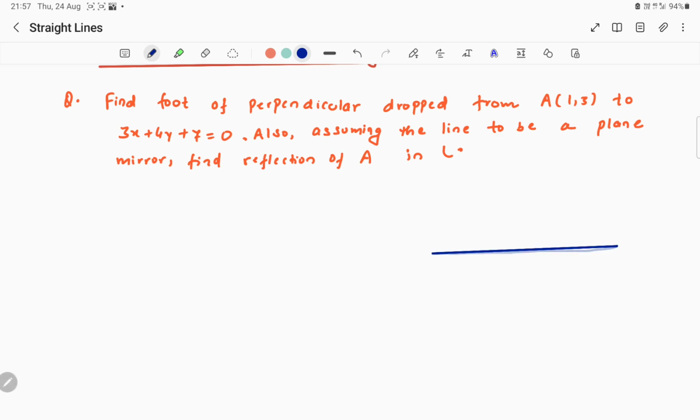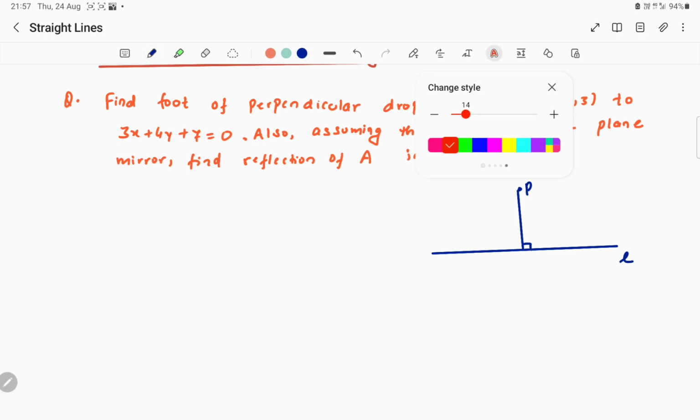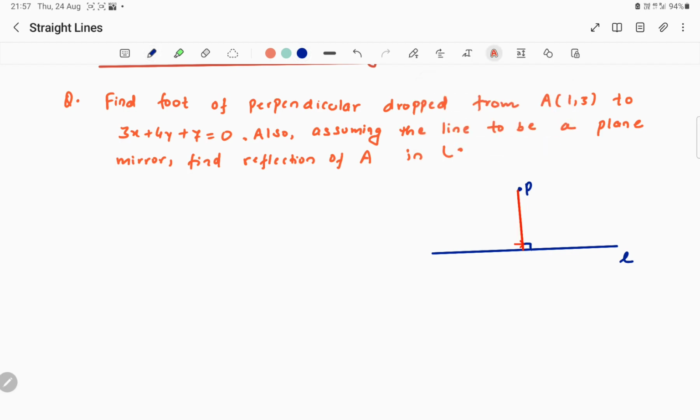Think like this: there is a line L, and then there is a point P. From this P I'm dropping a perpendicular. When I'm dropping it, you can see there is a point here. Let's call this point M. So this M is going to be called what? Foot of perpendicular. The name is very obvious and clear. It is the foot of the perpendicular, so the name is given as foot of perpendicular.